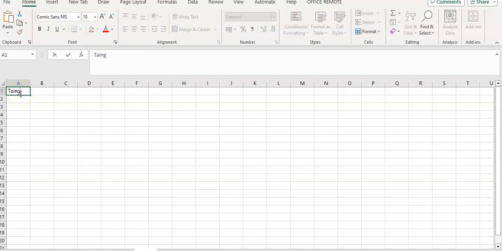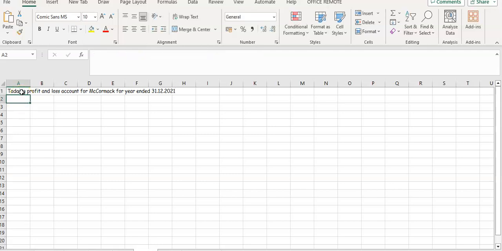So trading, profit and loss account for McCormack for year ended 31st of 12th, 2021. Okay, so make sure you put that in because you're going to get a mark just for that itself.